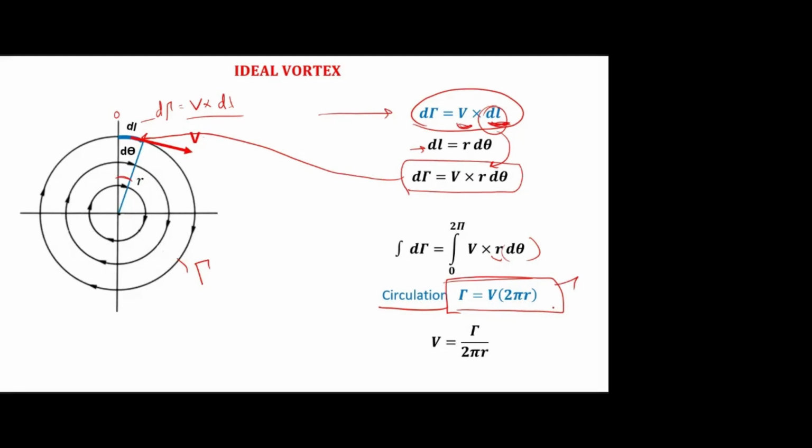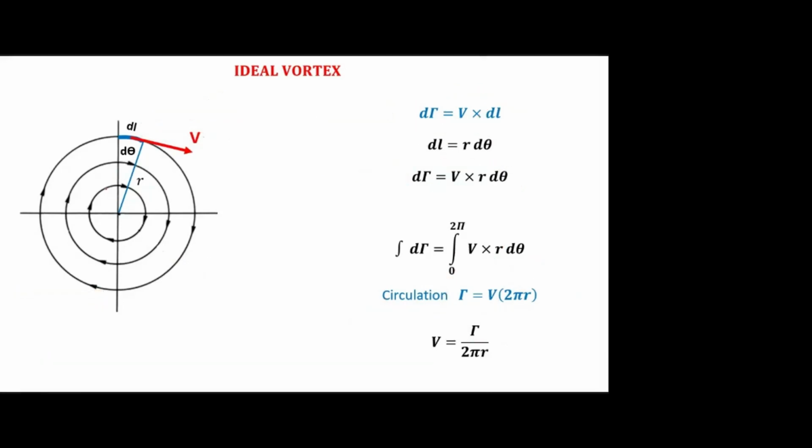This only you have studied in your fluid dynamics. And if you rearrange, you will get velocity is equal to capital gamma divided by 2 pi r. These two formulas you studied in your fluid dynamics. I don't know whether you studied this derivation or not, but these final formulas you should have studied. Is that clear? Yes, sir.